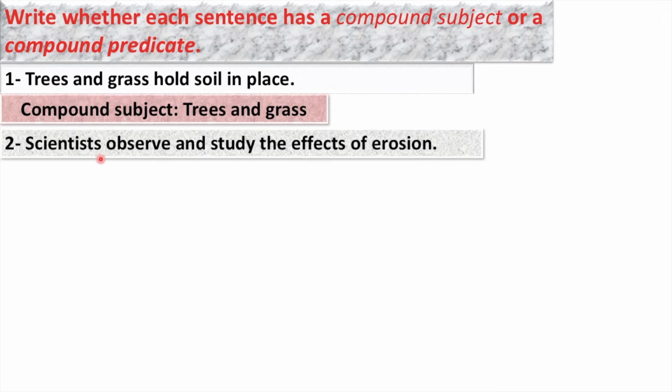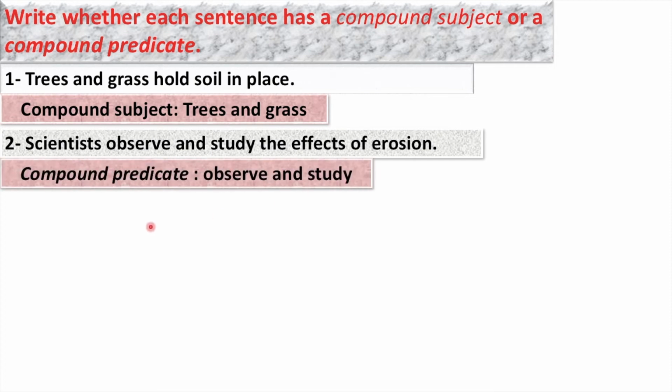2. Scientists observe and study the effects of erosion. This sentence has what? A compound subject or a compound predicate? Perfect. Compound predicate. Observe and study. Okay?